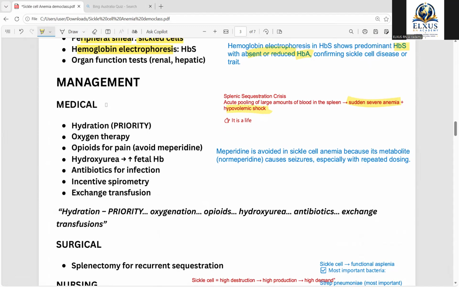Okay. So far we have discussed the definition, the risk factors, pathophysiology, and signs and symptoms. Hope you got clarity on sickle cell anemia. Next we can move on to the management.